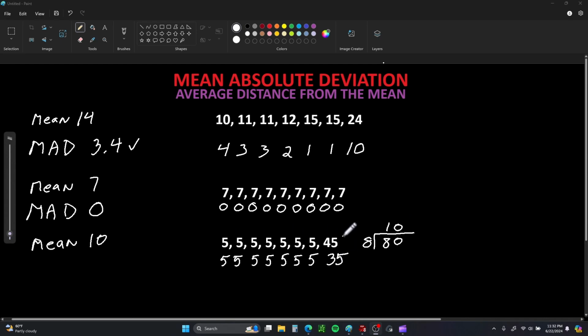So this is the original data set. This is the distance each number in the data set is from the mean. And then I want to find the average of the distances to the mean. When I add all these numbers together, I get 70. I'm still dividing by 8 numbers. And what I get is 8.75. So the mean absolute deviation is 8.75.